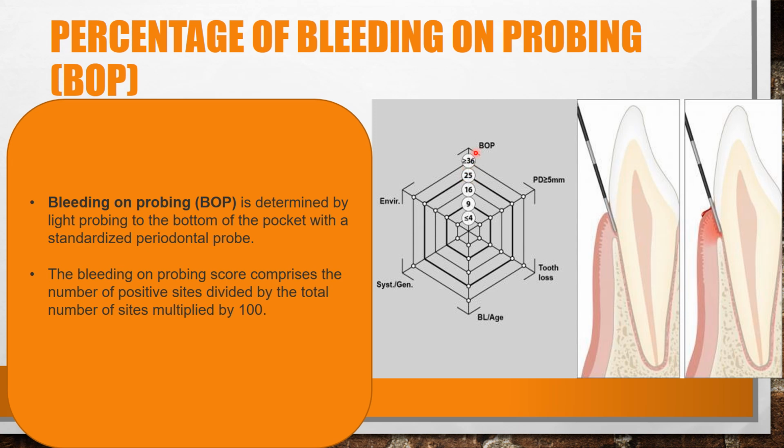It is determined by light probing to the bottom of the pocket with a standardized periodontal probe. The score comprises the number of bleeding sites divided by the total number of sites, multiplied by 100. So this is how we get the bleeding on probing. Up to 9 it is low, up to 25 it is moderate, and above that it is high risk. So that is bleeding on probing.